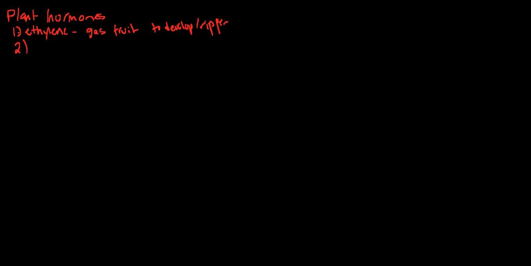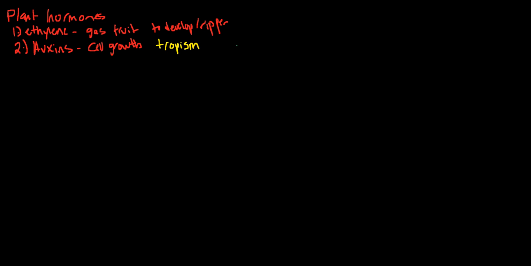Okay, so the second hormone that we have is auxins, and this hormone is responsible for promoting cell growth. Now, this hormone is also associated with tropisms. So, tropisms means when the plant grows in a certain direction in response to a stimulus.